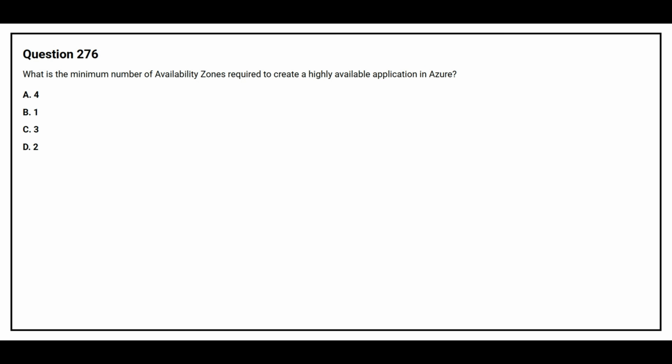Question number 276. What is the minimum number of availability zones required to create a highly available application in Azure? Option A, 4. Option B, 1. Option C, 3. Option D, 2. The correct answer is option D, 2.